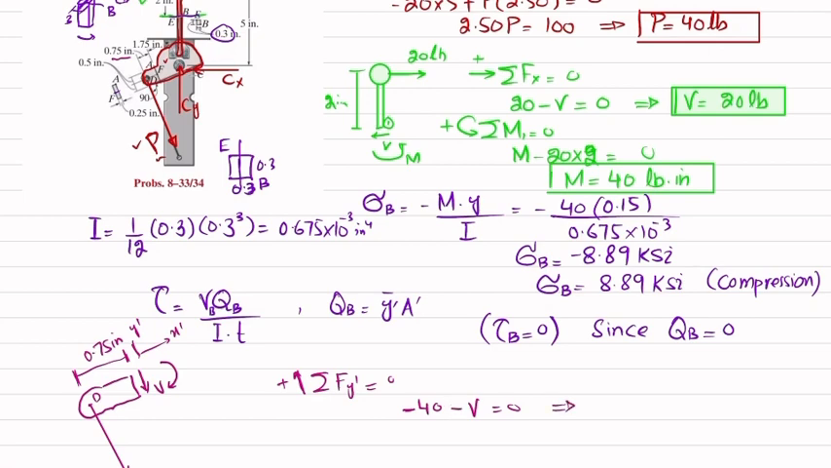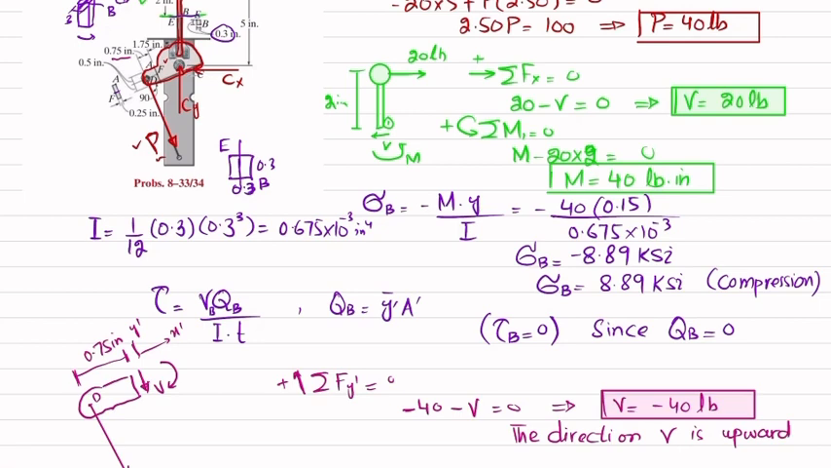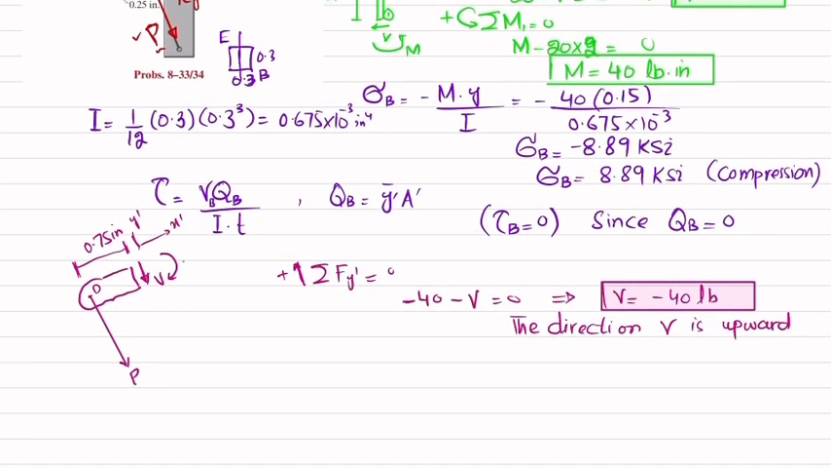So from here V is equal to minus 40 pounds. The value is minus, it means that we have taken V as downward, but V is negative, so it means that the direction of V is upward. Direction of shear force is upward. Okay, now we will find moment as well.